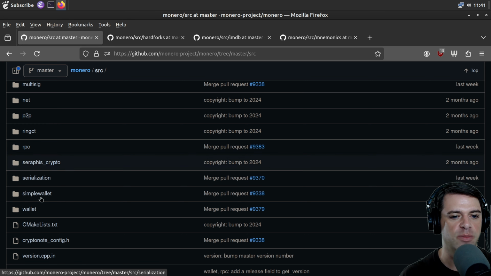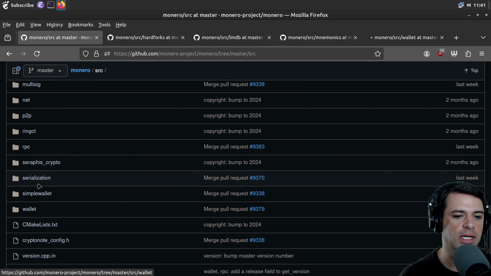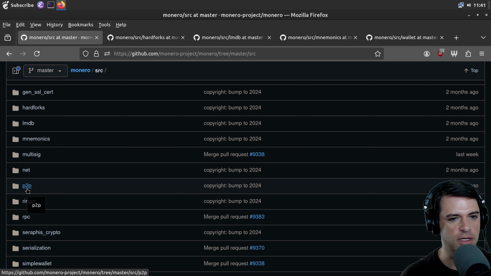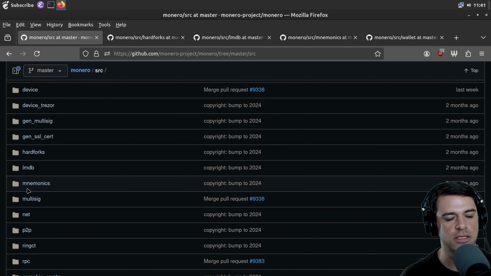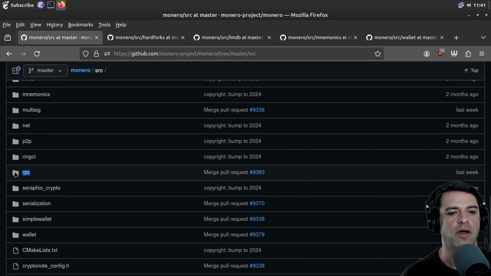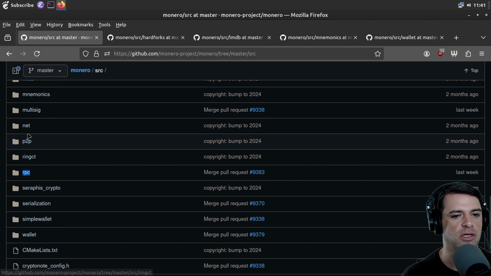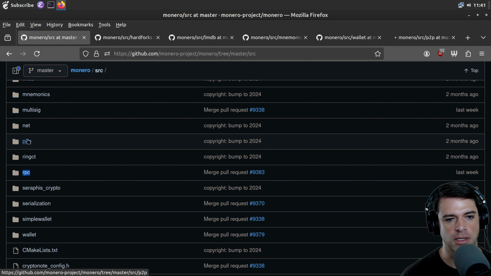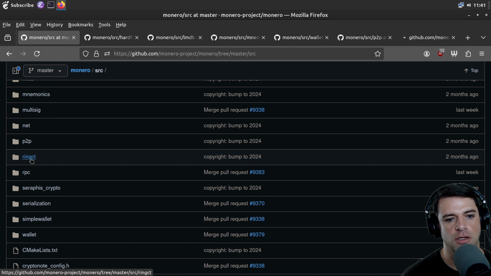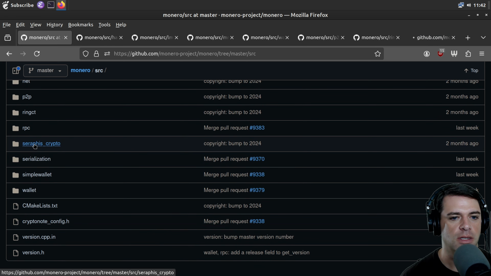RPC should be the RPC implementation. Wallet is probably just nice functionality for implementing the wallet. All of the other stuff like the blocks and crypto that go into the wallet are in separate directories. P2P should be mainly about communicating and discovering peers. Ringct, I don't know. Serialization is crypto. This may be an extension or something.